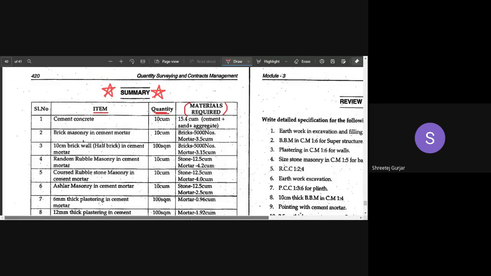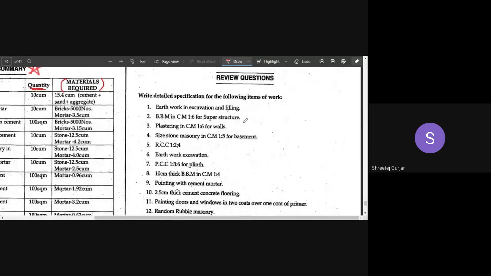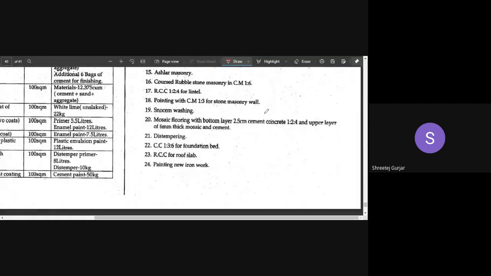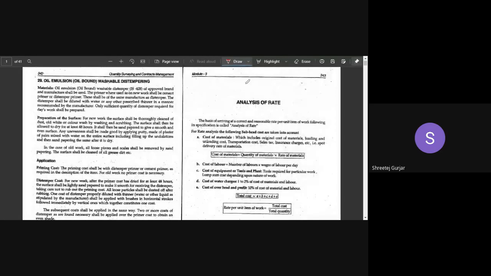Then a few important questions regarding this particular module are given. You can go through this, you can study, and if you have any doubts in any of the calculations or any of the specifications, you can let me know. So with this, we are done with analysis of rates, and hence we are done with module number 3, wherein we have learned specifications of various items of works first, and then analysis of rates. So specification plus analysis of rates is what comprises your module number 3.